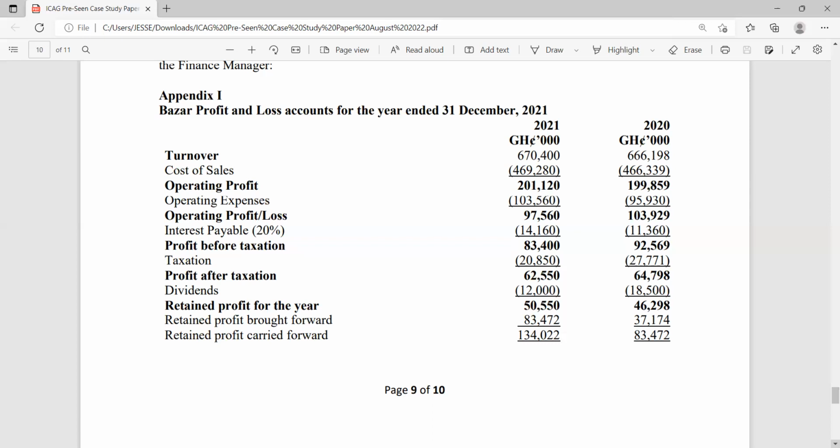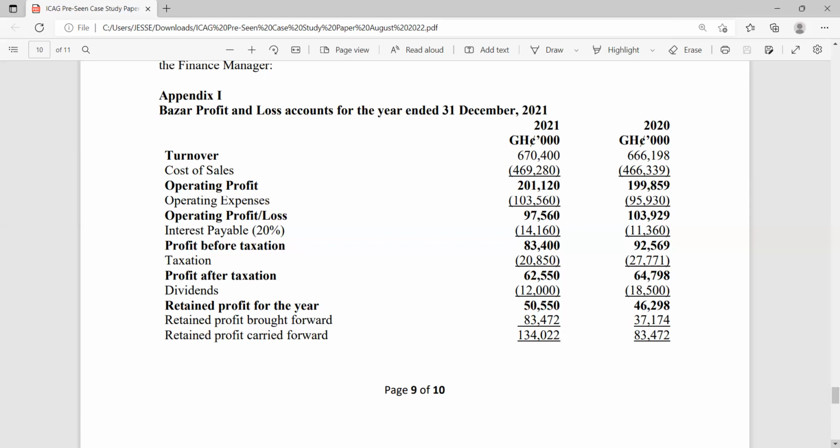So for example, if I pick 2020, what was the cost of sales? It was 466,339. I'll divide that by 666,198. That's 70%, right? Now let's see if the cost of sales as a percentage of turnover increased in 2021. That's one of the key things I'll be looking out for. So 469,280 in 2021, that's the cost of sales, divided by 670,400. That's also 70%. So it hasn't changed.